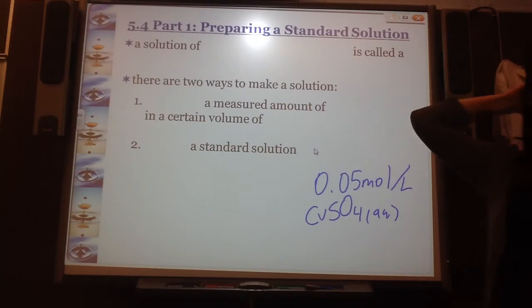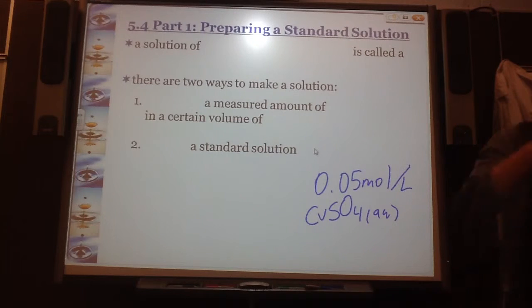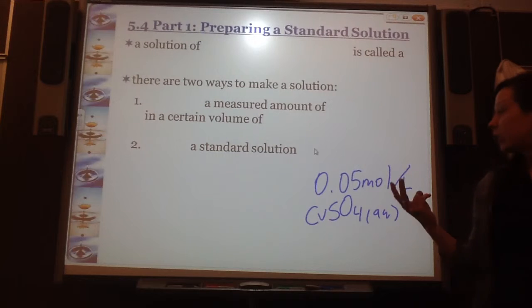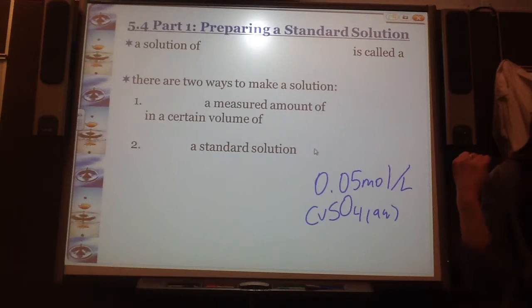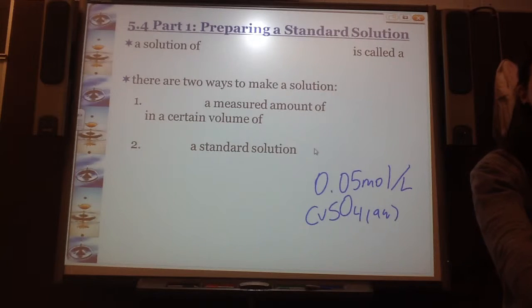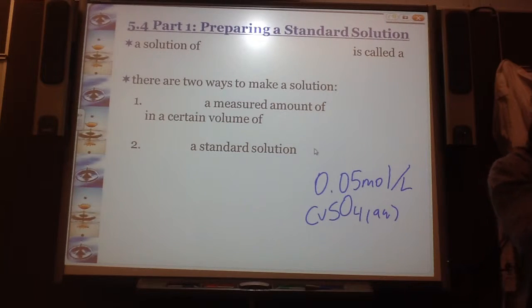Get 1 liter and 0.05 moles. Okay, great idea. Get 1 liter of water and 0.05 moles of copper 2 sulfate. How do I know how much 0.05 moles of copper 2 sulfate is? But does the scale have moles? You have to convert it to mass. I have to convert it to mass in grams, yes, and then I can weigh it.